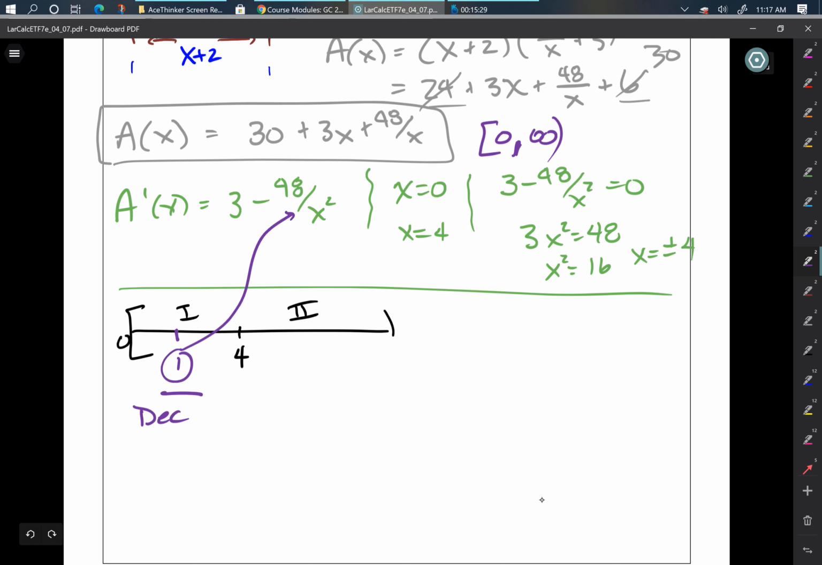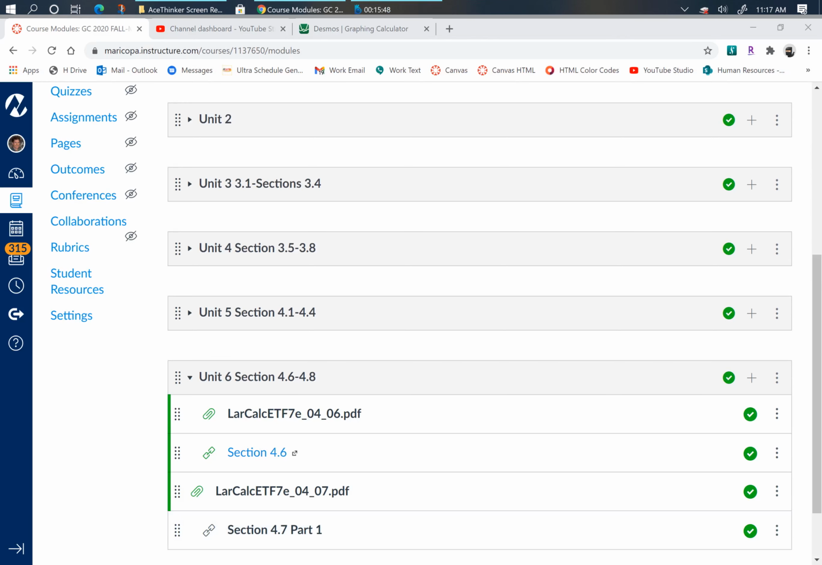Now I'm going to test to the right of 4, I'll use 5. 5 into there, 5 squared is 25. 48 divided by 25 is less than 2, right? 3 minus less than 2 is going to be positive. So we are increasing.